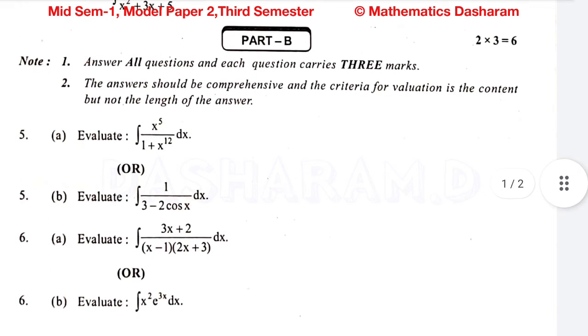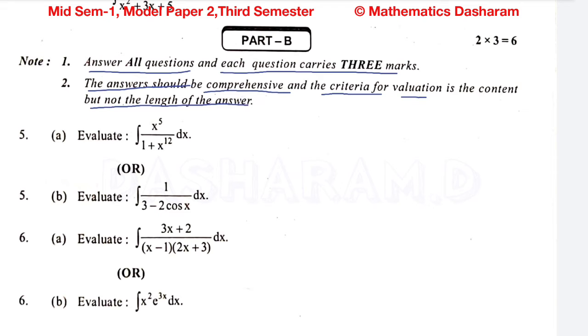Next to part B, answer all questions and each question carries 3 marks. The answer should be comprehensive and the criteria for valuation is the content but not the length of the answer.